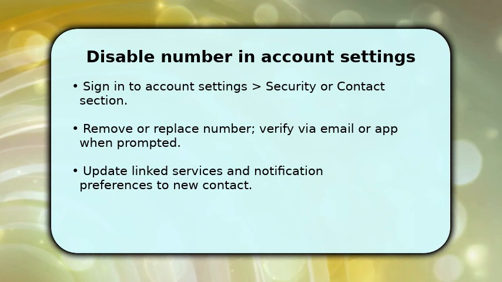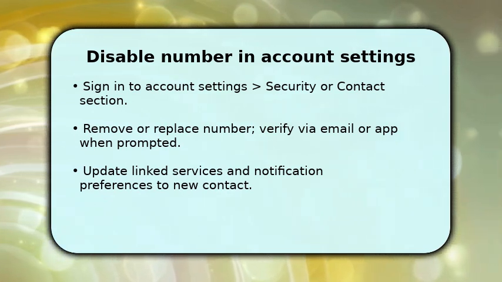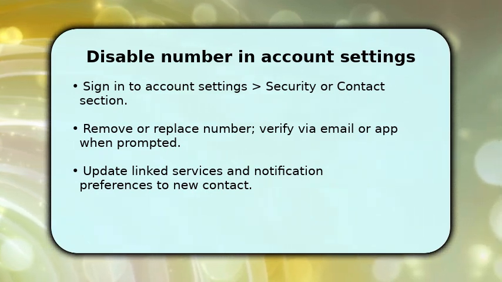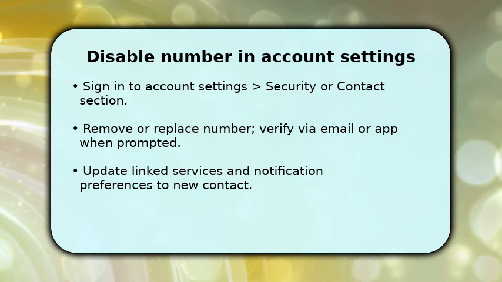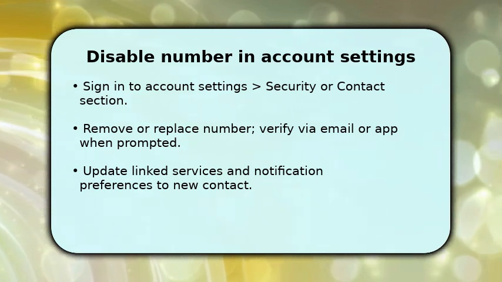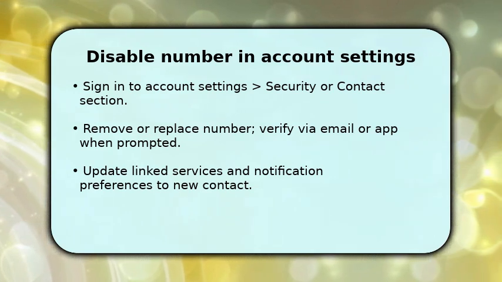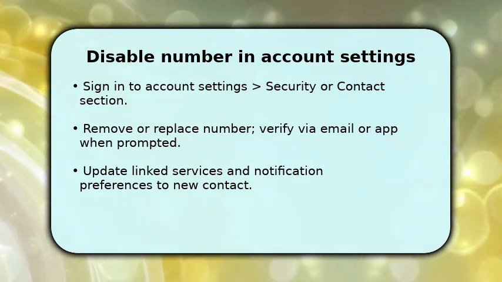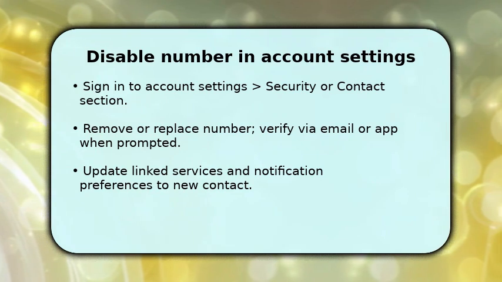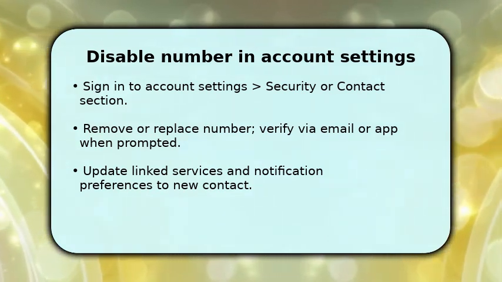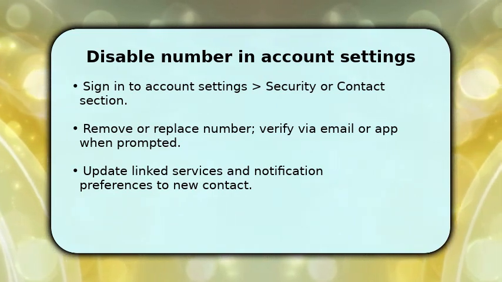Click Edit next to Phone, choose Remove or Replace, and follow verification prompts, often an email or authenticator confirmation. This proves it's you. After removal, systematically update any linked services and notification preferences to your new contact method so alerts continue. If an account forces a phone for verification, add the authenticator or backup codes first, then remove the number to avoid being locked out.